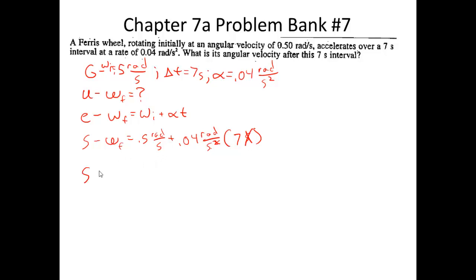Solving, 0.04 times 7 plus 0.5 is equal to 0.78 radians per second.